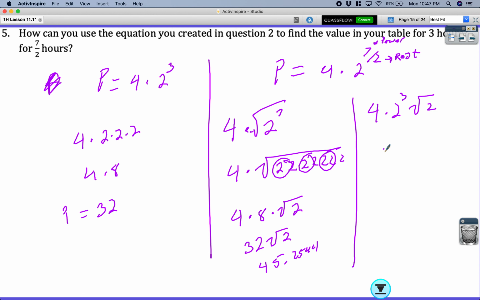So yeah, there's just numerous ways to look at it. You can actually even write it as 4 times the square root of 2 to the 7th power. These are all just different ways to write the same exact one. So whichever form works best for you, okay?